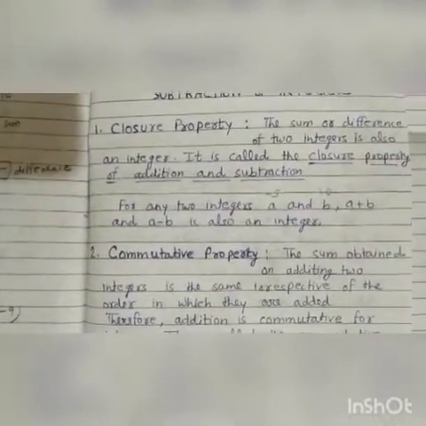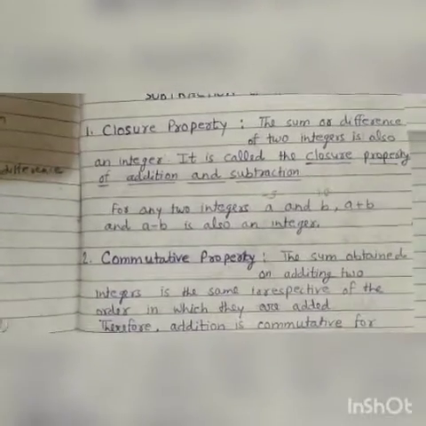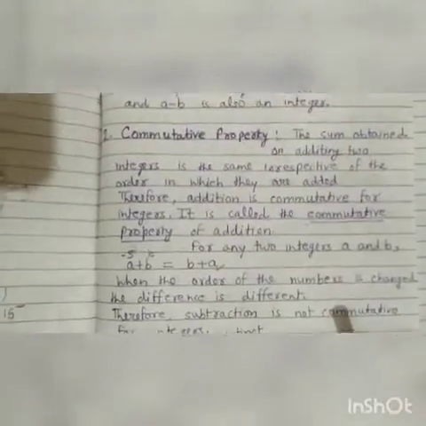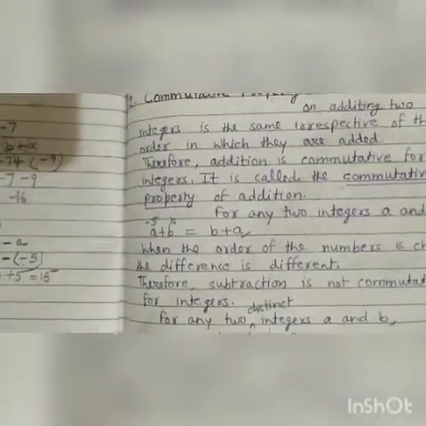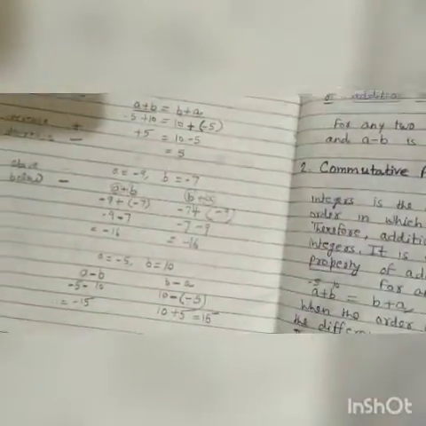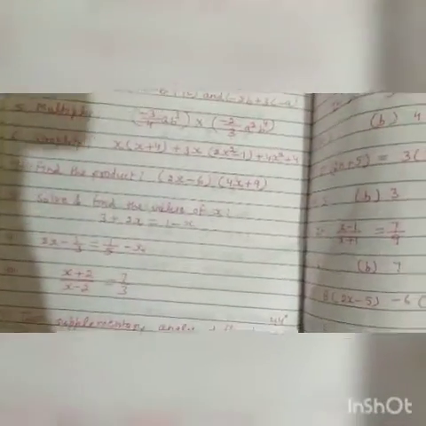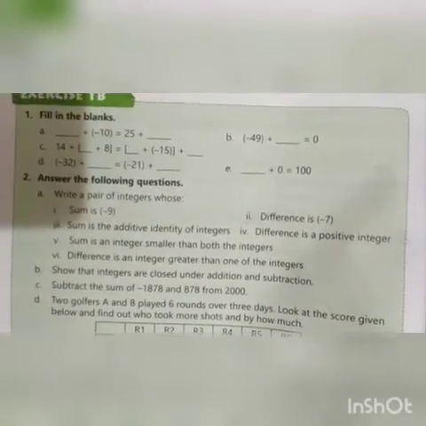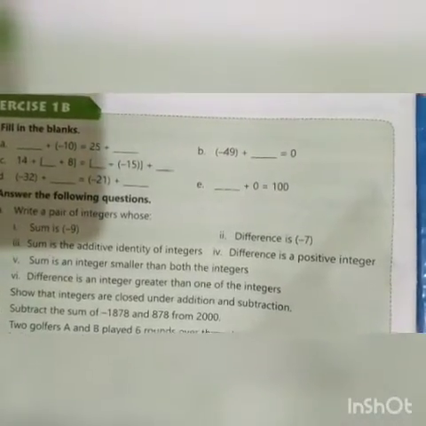You have to write all these properties in your notebook with date. All these properties will be written in your notebook in neat and clean handwriting, in the same pattern as I have written here. Okay. Now let us start exercise 1B. This is the exercise 1B. I have written these questions in my register already. Let us start.